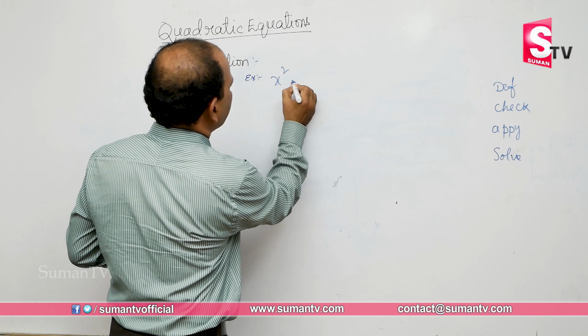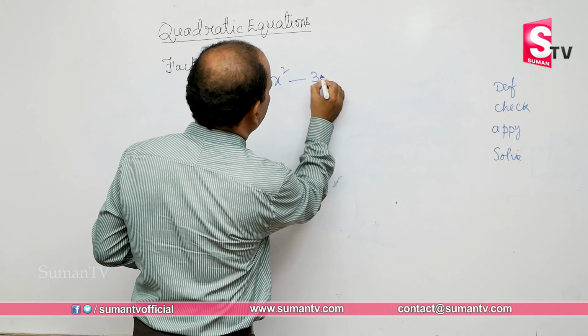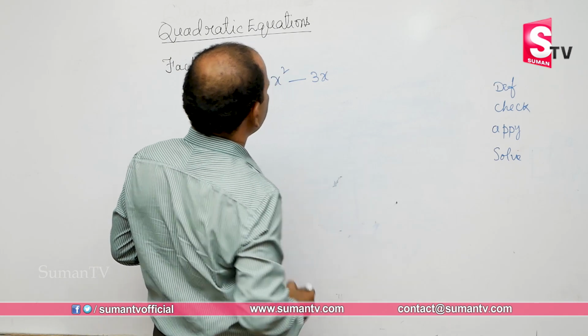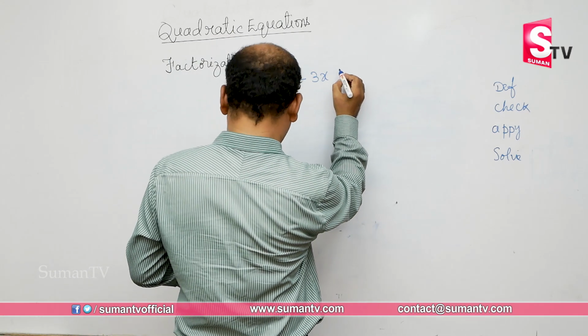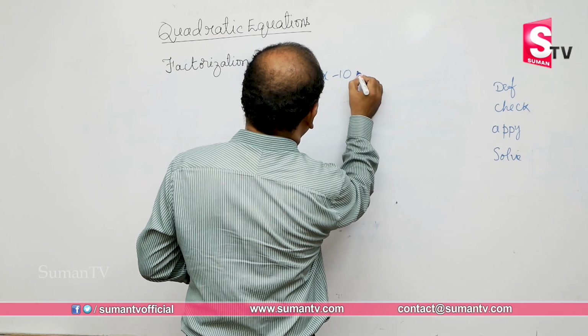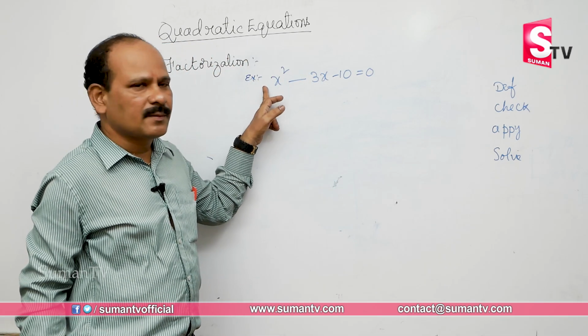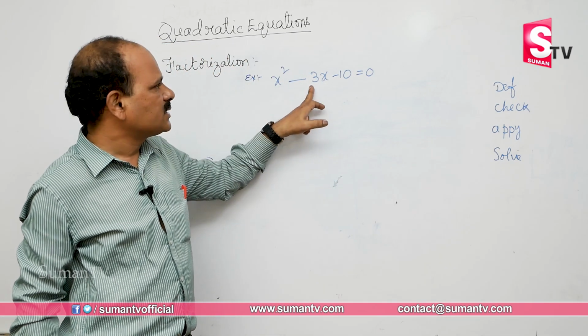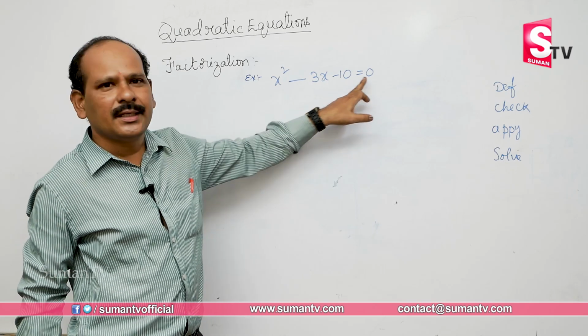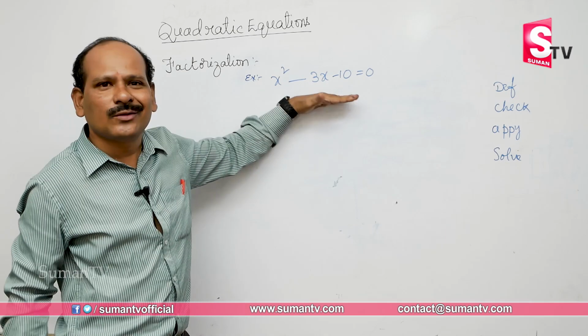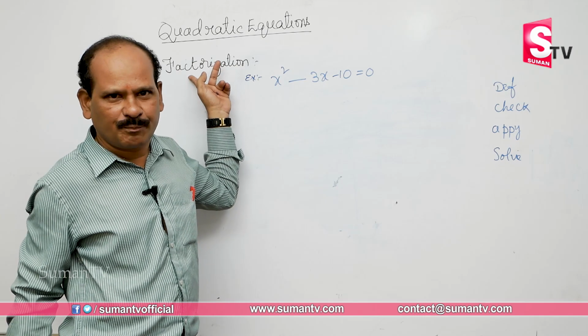x square minus 3x minus 10 is equal to 0. Okay, listen. In the second example, x square minus 3x minus 10 is equal to 0. How to solve this problem by using the factorization method?